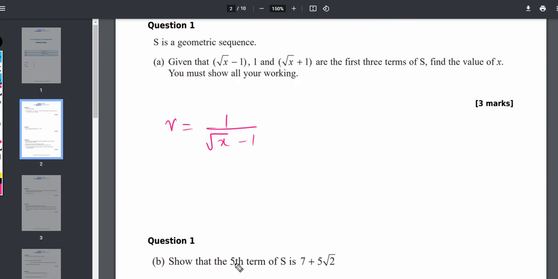Alright, and then part B, it says show that the fifth term of the sequence is 7 plus 5 under root 2. So we have to find out the fifth term. Before that, let's find out the common ratio. We have found the value of x, that is 2. So I'll insert that value of 2 over here and work out the common ratio. I'll say r is equal to 1 over under root 2 minus 1.